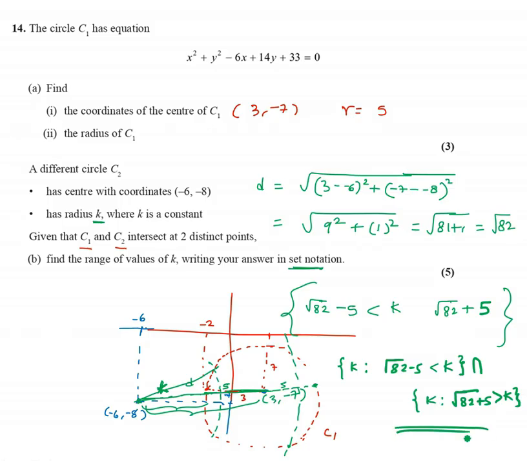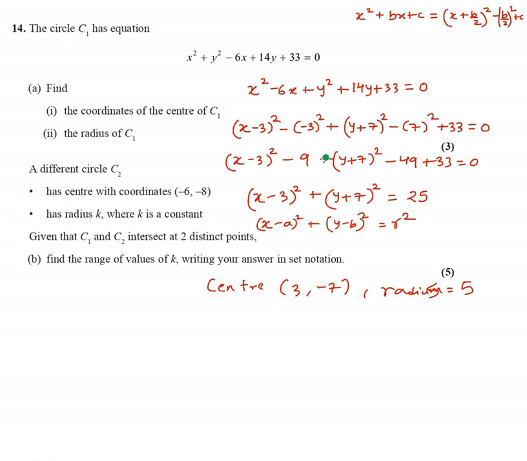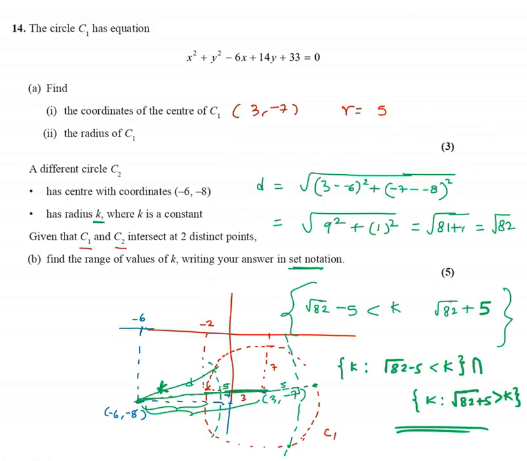So this is the final answer. So let's have a look at the answer. Yeah, this is correct. And in set notation, yeah, we should have written k less than square root of 82, but it's the same thing. Yep, that's it.